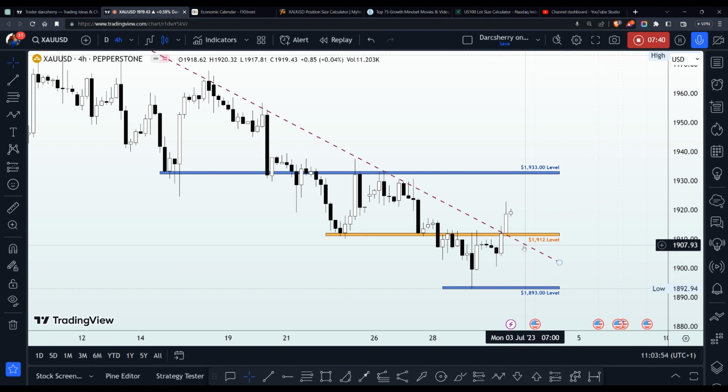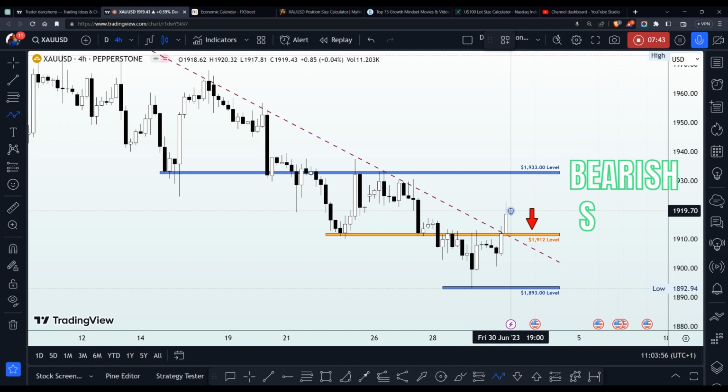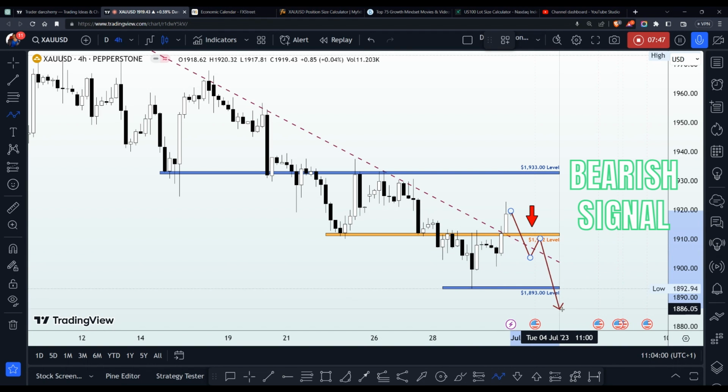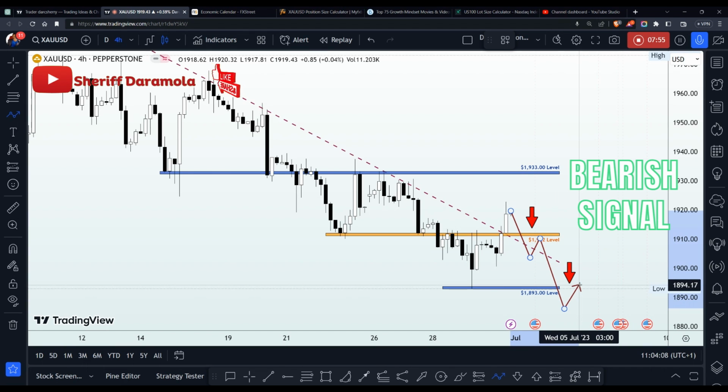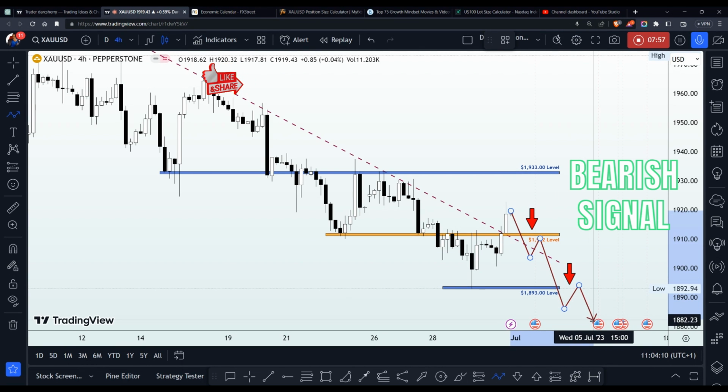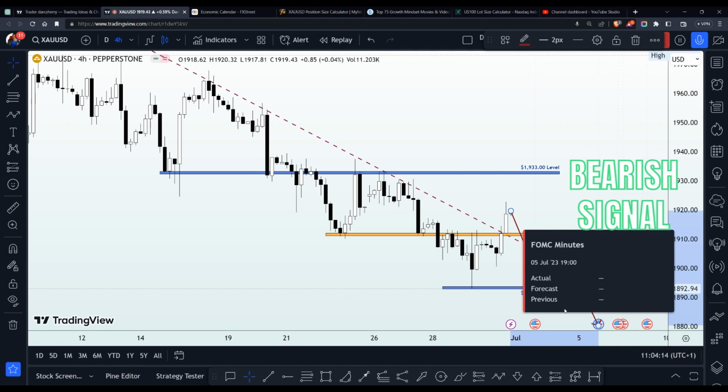However, if we see a situation where price drops below the 1912 and continued selling pressure leading into the breakdown of that 1893, which is also close to the 1900 area we identified on the higher time frame, then we might be looking out for opportunities to sell the XAUUSD.